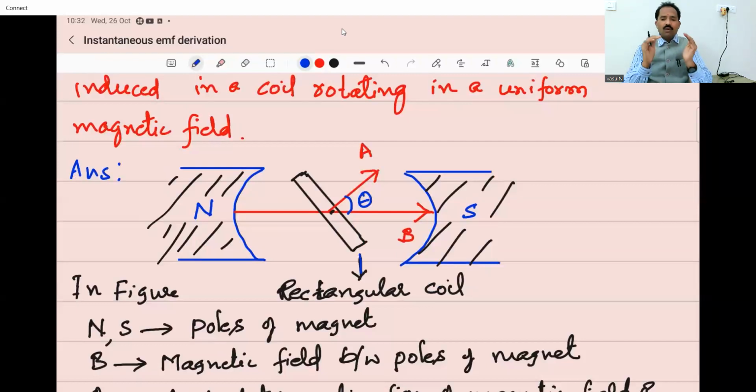Now, there are cylindrical pole pieces, not plain pole pieces. Why are the cylindrical pole pieces used? To make the magnetic field radial in all portions of the coil.